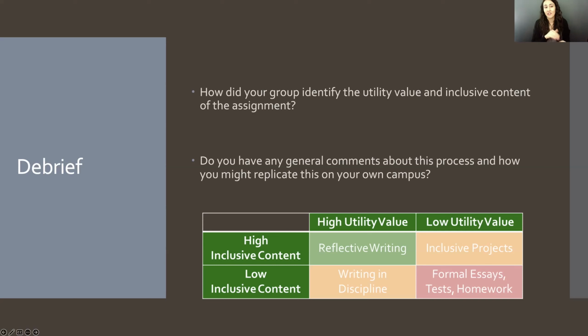Thank you, Dr. Woods, for that. Okay, so group number 2, what were you? I know they had an algebra assignment. What did your group discover in terms of its utility value and suggestions that you might have come up with?